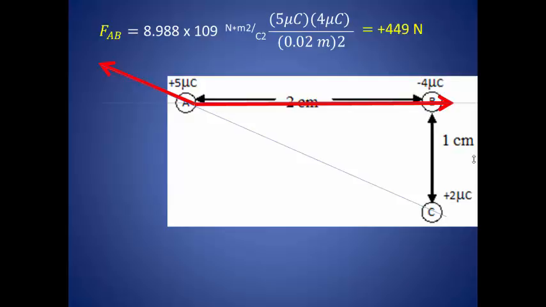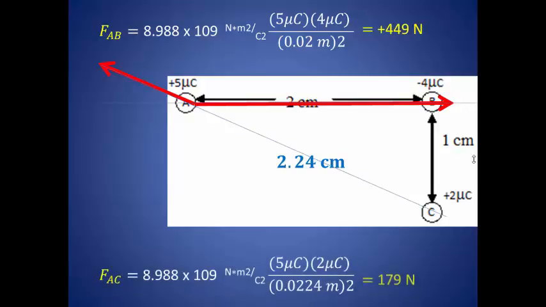Now let's look at the force of C on A. Keep in mind this is also acting in a straight line, and we can determine the magnitude of this force as long as we know the distance between the two particles. We can find this distance fairly easily by using the Pythagorean theorem. This lets us determine the magnitude of the force of C acting on A to be 179 newtons. Now here we don't want to assign a direction because we have already defined the right to be positive, and this force is not acting in just the right or just the left.